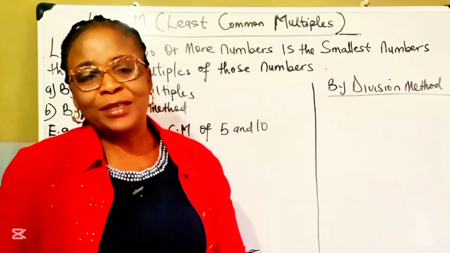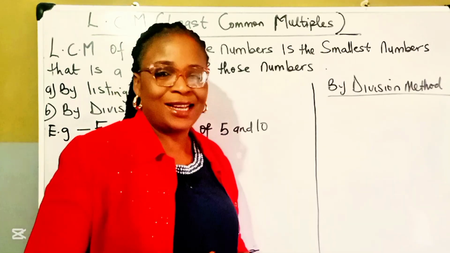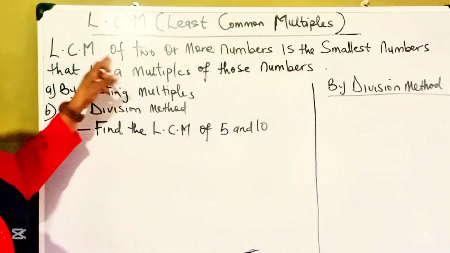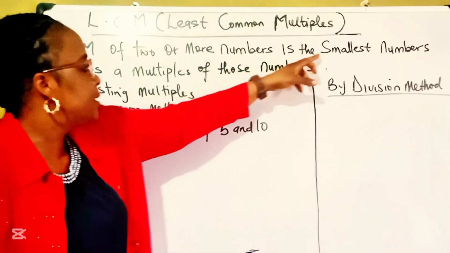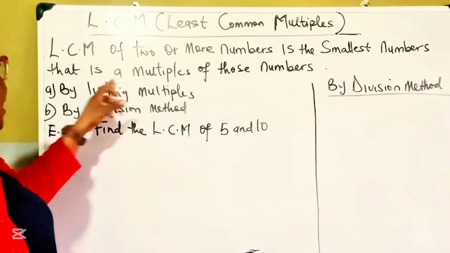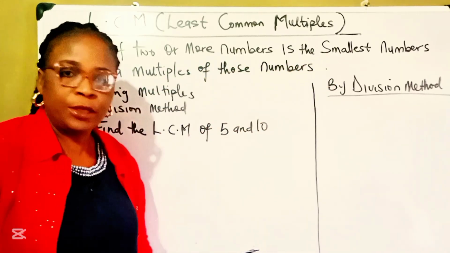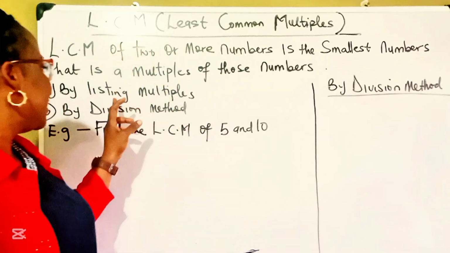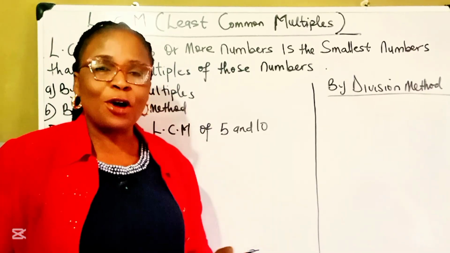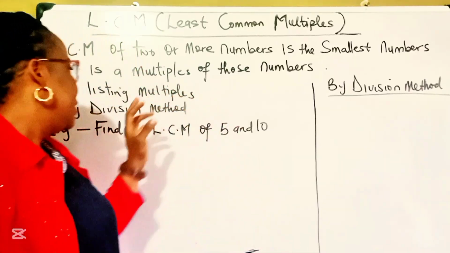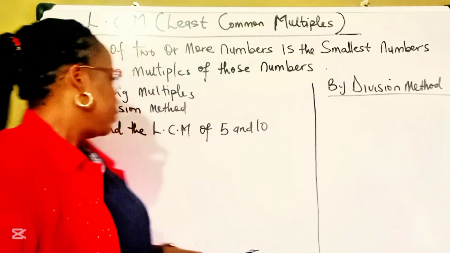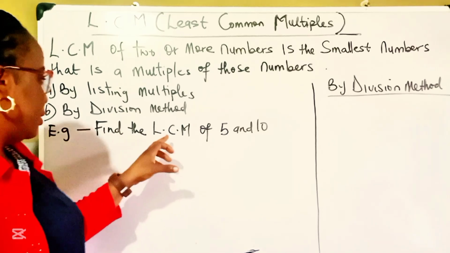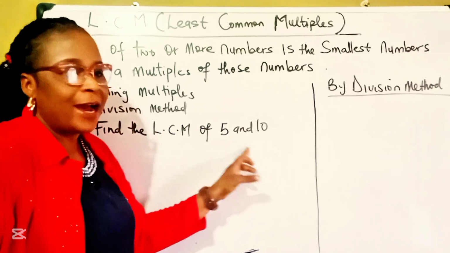Today we are going to look at a very interesting topic, LCM, least common multiples. The LCM of two or more numbers is the smallest number that is a multiple of those numbers. Now we are going to look at two methods. The first one is by listing the multiples, and the second one is by the division method. So, example number 1, find the LCM of 5 and 10.